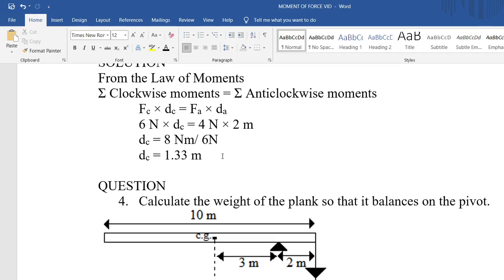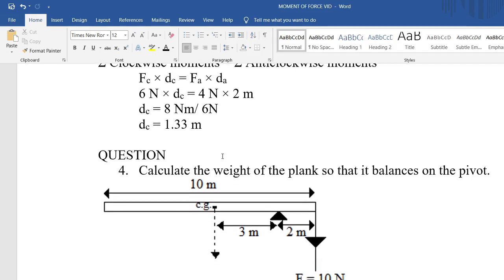Okay, let's look at another question. What you could do right now is pause the video and see if you're able to answer this question. Same, calculate the weight of a plank so that it balances on the pivot. Now notice there's a CG placed right above there. Later on, we're going to talk about what this means. It means center of gravity, and we believe this is a point where the entire weight of an object acts. So we're going to do an activity when we're talking about that. Now, pause the video and see.